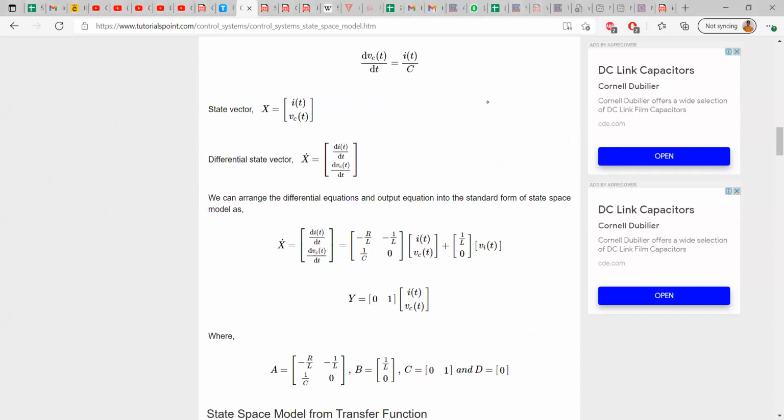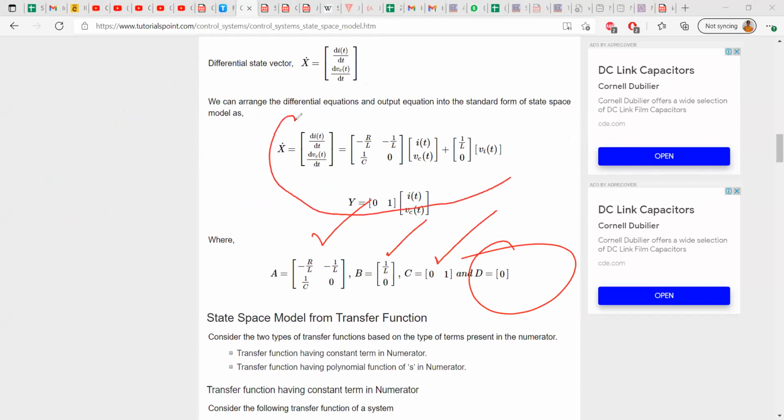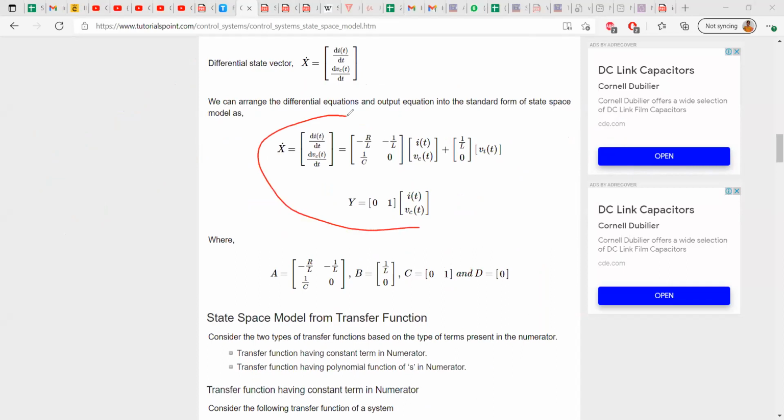So what are the system matrix and the input and output matrices? If you observe, this is the system matrix. This is the input matrix. This is the output matrix, and the feed forward matrix is 0. Is it clear how the state space model is represented from the differential equations of the electrical circuit? Is it clear, all of you?